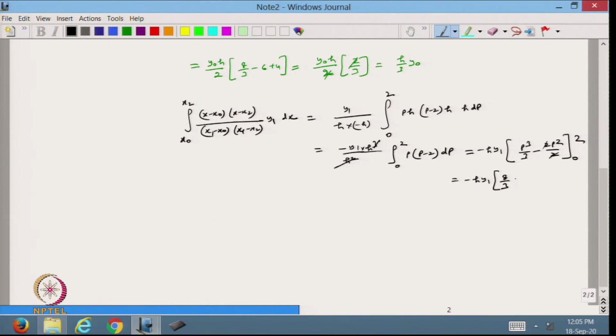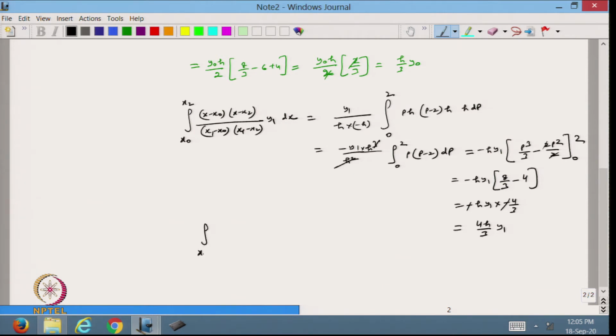So, this will cancel out, minus 4. So, this is 12 minus 12 plus 8 minus 4 by 3. So, this will be minus h y1 into minus 4 by 3, right. So, from here this will cancel out. So, it will be 4h by 3 y1.